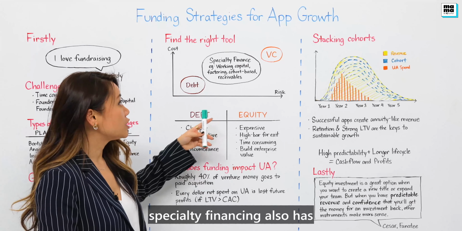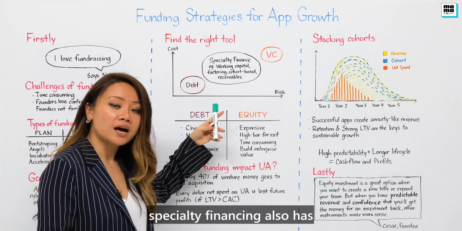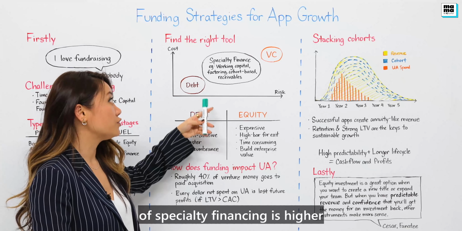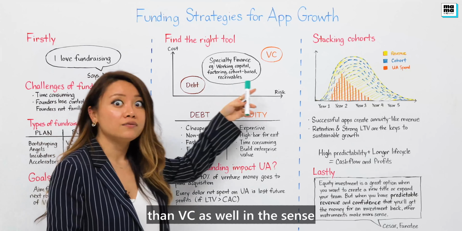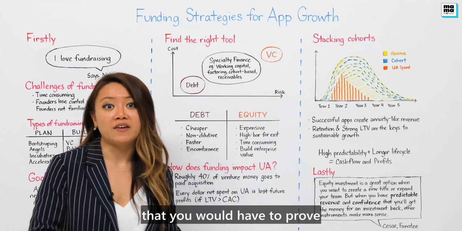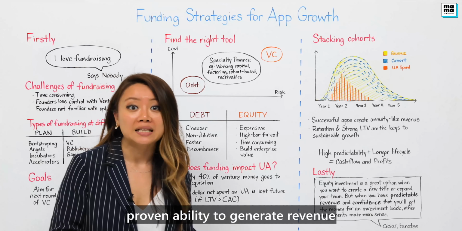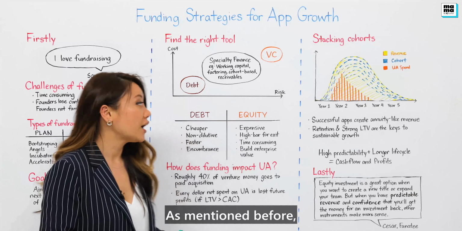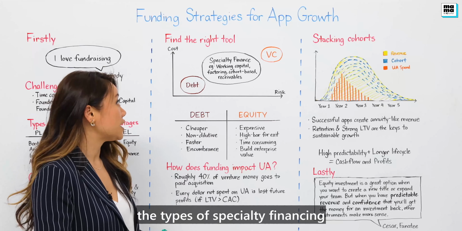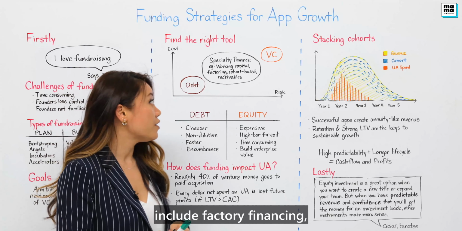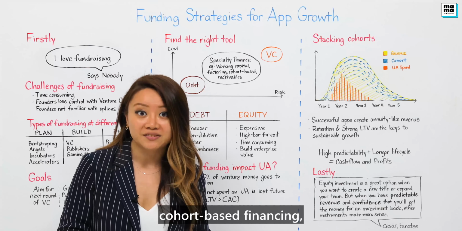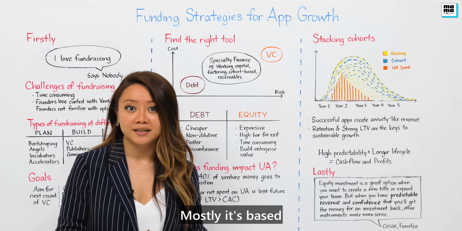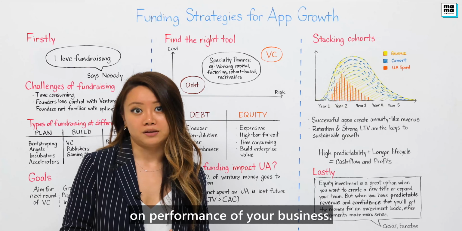Somewhere in between, specialty financing also has relatively lower cost and risk. However, the entry bar of specialty financing is higher than VC as well, in the sense that you would have to prove an ability to generate revenue as a business in order to be qualified. As mentioned before, the types of specialty financing include factoring financing, cohort-based financing, and future receivable-based financing. Mostly it's based on the performance of your business.